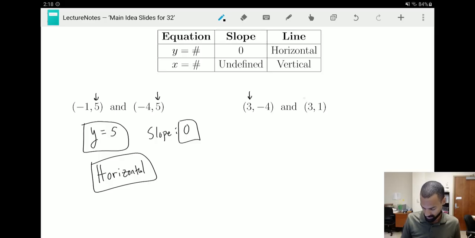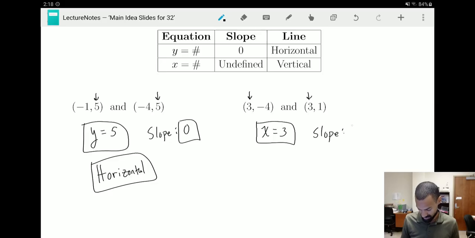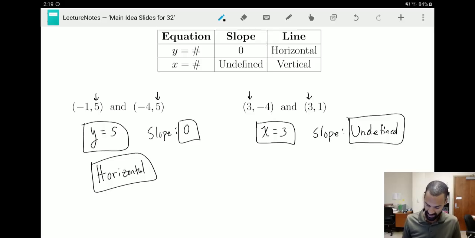3, negative 4, and 3, 1, we have a repeated x value. X equals 3. The slope here is undefined. It doesn't make sense to describe the slope of a straight vertical line, the slope of a wall, right? And it is a vertical line. All right, and so that would be section 3.2, two variable equations.